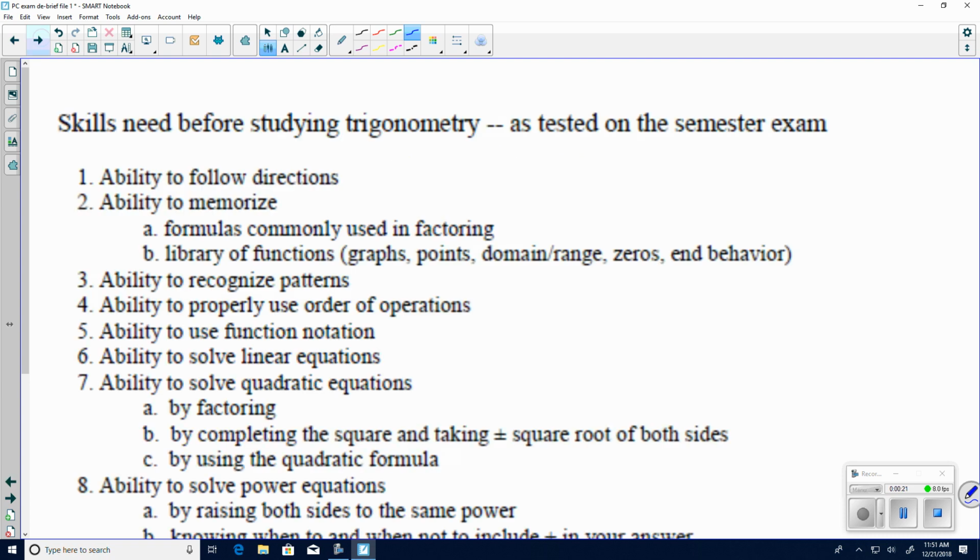The second slide I have here shows some of the things we're looking for: ability to follow directions, memorize things, recognize patterns, solving equations, function notation. You can go back and look at this at your leisure. But let's jump into the warm-up problems.